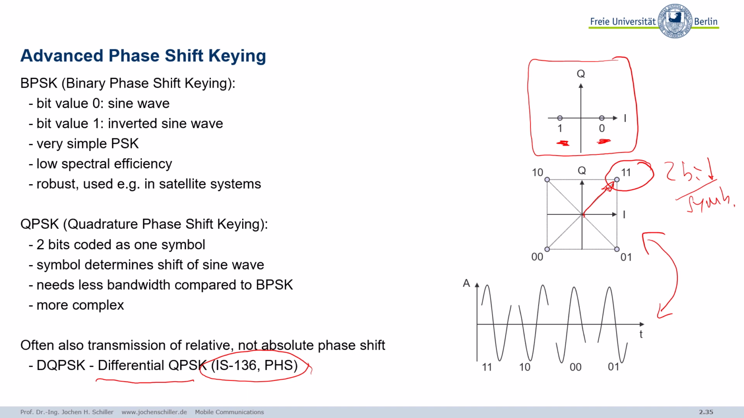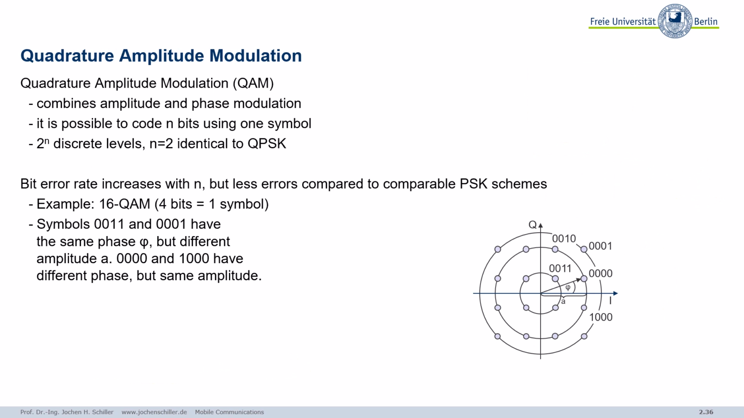Now, why coding only 2 bits into a symbol? Why not coding 4 bits into the symbol? Yes, okay. So there are many schemes called Quadrature Amplitude Modulation, QAM. And those schemes combine amplitude and phase modulation. So code n bits into a symbol. Great, why not? The example here shows you a 16 QAM, so you have 4 bits in a symbol.